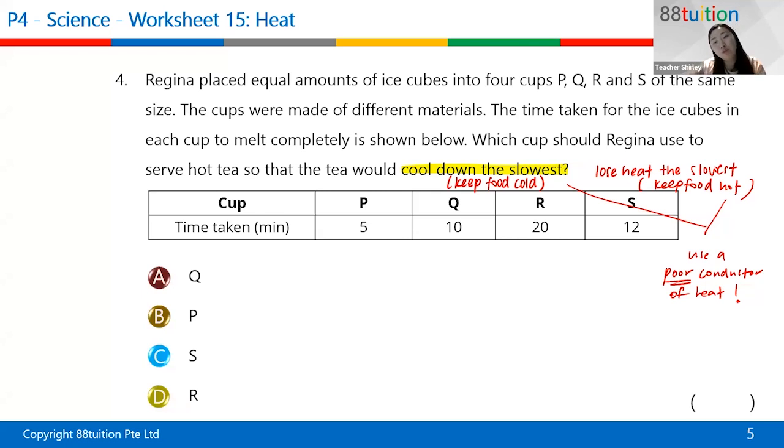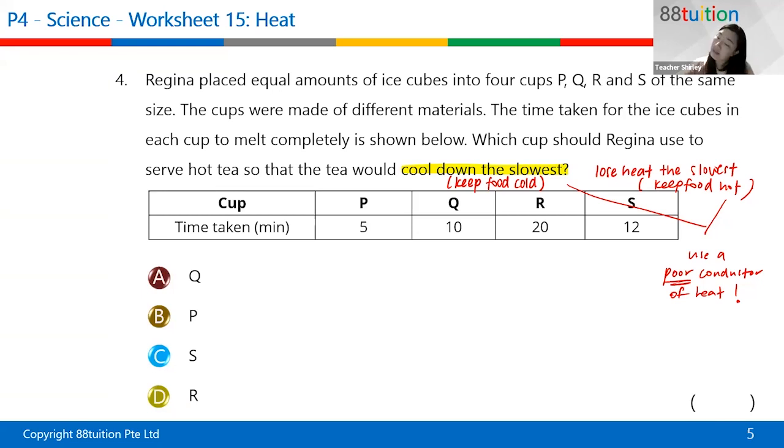Okay, and why do we use a poor conductor of heat when we want to keep food hot? For example, you have a flask of hot soup. You want it to be hot. So you don't want the heat to be lost from the soup to the surroundings so fast. That's why when we keep soup that is hot, we put it inside the thermoflask or something, right? Because the thermoflask has a layer of vacuum in it, and vacuum is a poor conductor of heat. So it does not lose heat so fast, and then the soup will be kept hot for a long time.